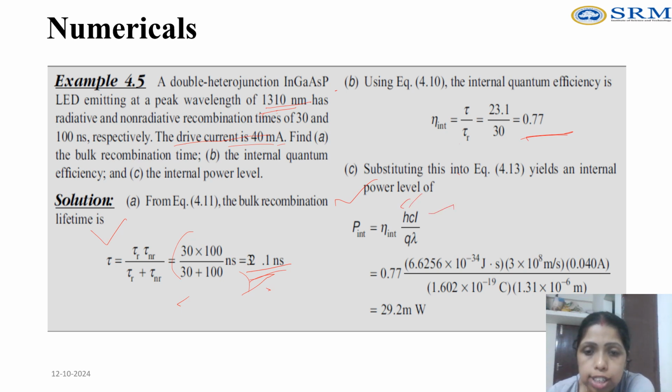The h value, you know, it is 6.625 into 10 to the minus 34 J. c is 3 into 10 to the power 8 meter. And eta, you know, that is 0.77. q is 1.6 into 10 to the minus 19. Lambda, here you can see, is 1300 nanometer. Okay, here I have given the value for c in meter, so then you have to convert the nanometer to meter. If you calculate this one, you will get 29.2 milliwatt.